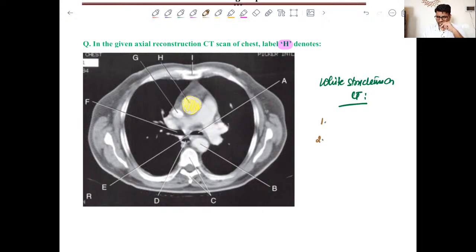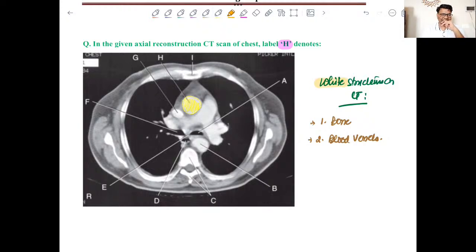Whenever you have a whitish appearance on the CT scan, you have to choose the answer from two options only. One, it can be a bone because it contains calcium, and there is another structure which contains calcium, and what is that? Those are blood vessels, right? So two structures will appear whiter on CT scan.